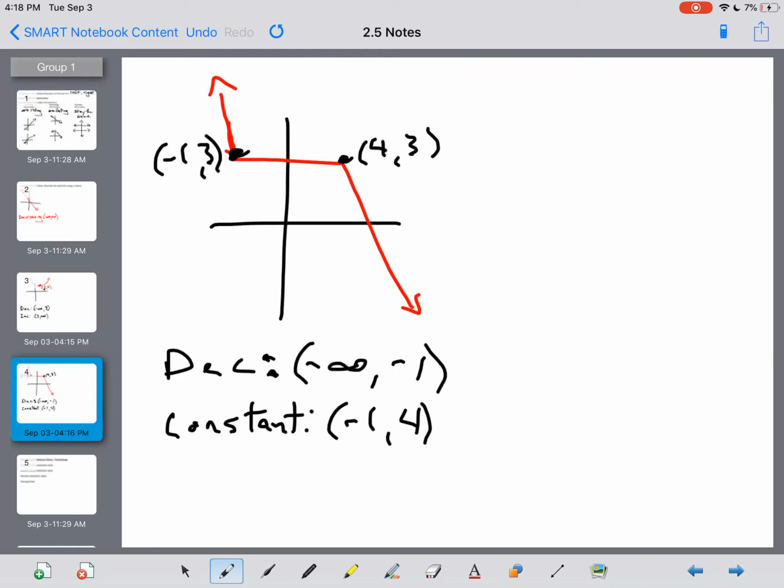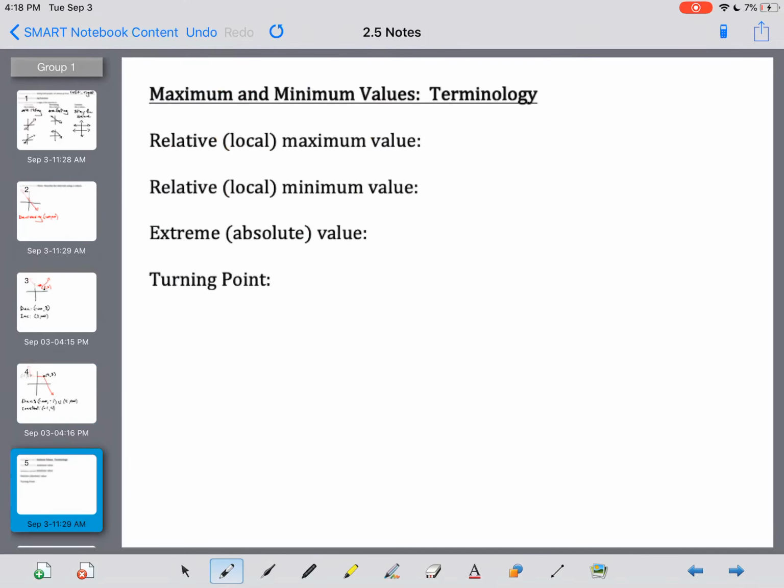Then on our final interval, from 4 to infinity, our function is again decreasing. So I'm going to put that up here with our little union symbol. So from 4 to infinity. All right. So let's jump up to here.